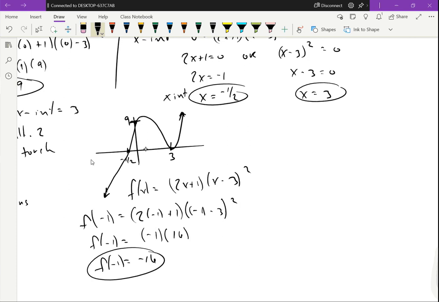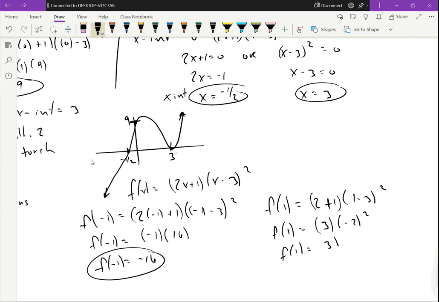Let's pick another point. Let's go on the right side and maybe figure out how we're doing up over in here. So let's do f of 1. And again, when we choose these points, you can choose any point we want. The key here is that we're choosing a point on the left side of -1/2, somewhere in between -1/2 and 3, and then we'll also pick a point somewhere on the right side of x equals 3. So on this one, we'll have 2 plus 1 multiplied by 1 minus 3 quantity squared. So that's 3 times the square of -2. The square of -2 is 4. So f of 1 should end up being 12.